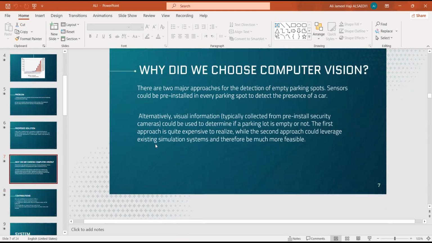How did we choose computer vision? There are two major approaches for the detection of an empty parking spot. Sensors can be placed inside every parking spot, detecting the presence of a car. Alternatively, visual information typically collected from security cameras could be used to determine if a parking spot is empty or not. The first approach is quite expensive to realize, while the second could leverage existing surveillance systems and is therefore much more feasible.